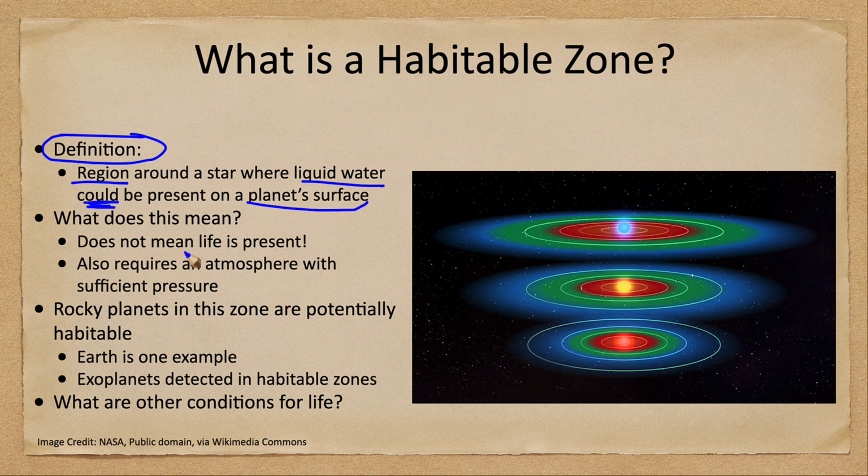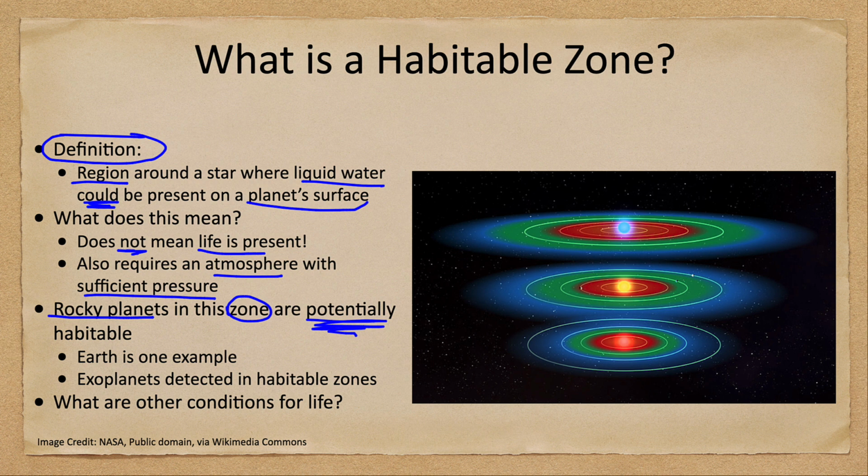The habitable zone does not mean that life is present. That is not the case. You also have to have an atmosphere with sufficient pressure. But any rocky planets located in this zone are potentially habitable. They are places where we might want to look for the possibility of life.